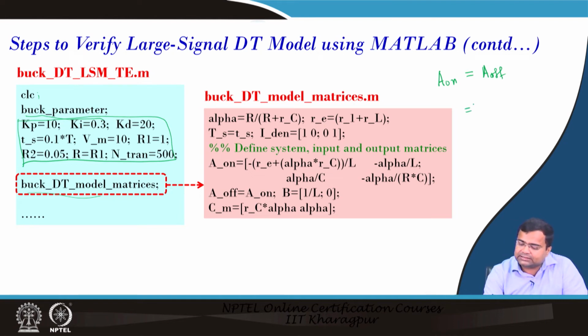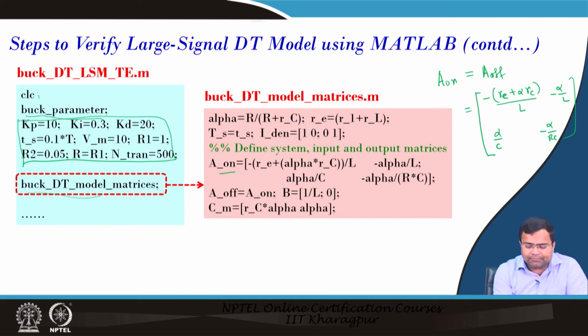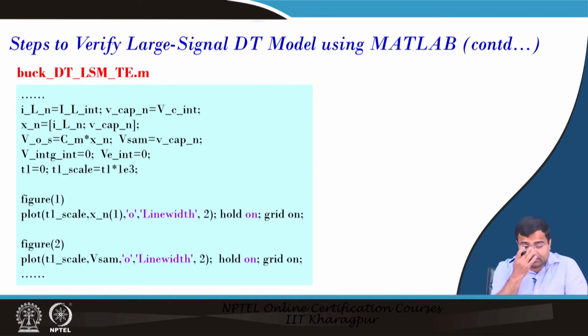And what is this? We have discussed that it is minus (RE plus alpha RC) divided by L, minus alpha, and alpha by C, minus alpha by RC, and this is exactly the Rn, and Rf equal to Rn for this case. And the B matrix, when the switch is on, is 1 by L and 0, and when the switch is off it is 0. And C is the output matrix, which is alpha RC and alpha. Okay. Next, it is continuing.